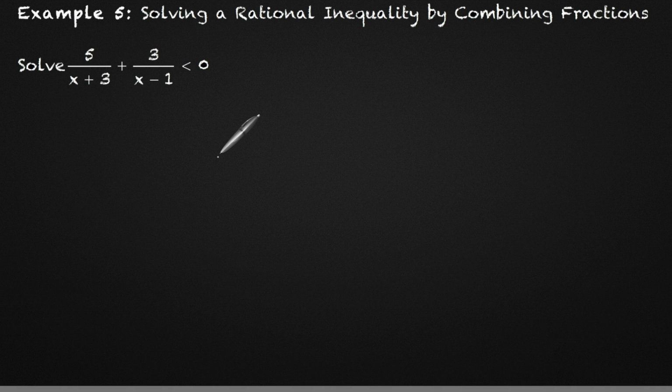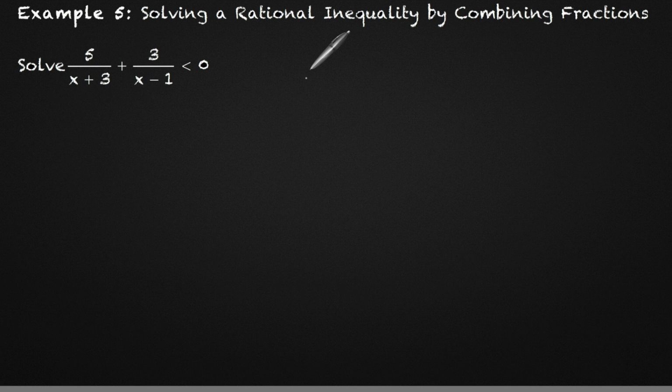All right, example 5, we want to solve this rational inequality by combining fractions. Now, it's very important to pay attention to this problem, please, because in section 2.7, the way you solved equations is that you multiplied all the way across by the lowest common denominator, and it just canceled out all of these denominators and created like a quadratic or a linear equation. That is not the method that you want to use here. You need to group these together by getting a common denominator.